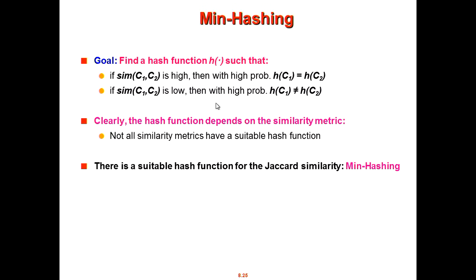And clearly the hash function depends on the similarity metric, right? That's why we first introduced the Jaccard similarity, because for different similarity metrics, we need different hash functions in the second step. And not all the similarity metrics can obtain a suitable hash function. So that's one of the biggest challenges in the min hashing technique, because for some similarity metrics, it's possible that you are not able to find a suitable hash function to achieve this goal. For Jaccard similarity, we use min hashing. And there are also some other similarity measures, such as Euclidean distance or cosine similarity, and for these measures, we have different hashing techniques. So for Jaccard similarity, we use the min hashing technique.